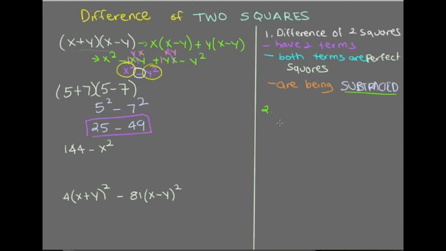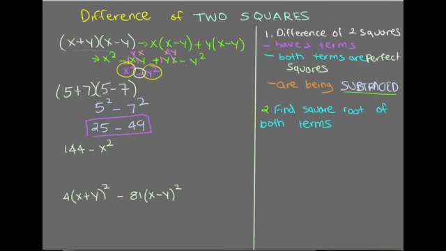And the next step into factoring is we have to find the square root of the first term and then the square root of the second term. So we need to find the square root of both the terms.